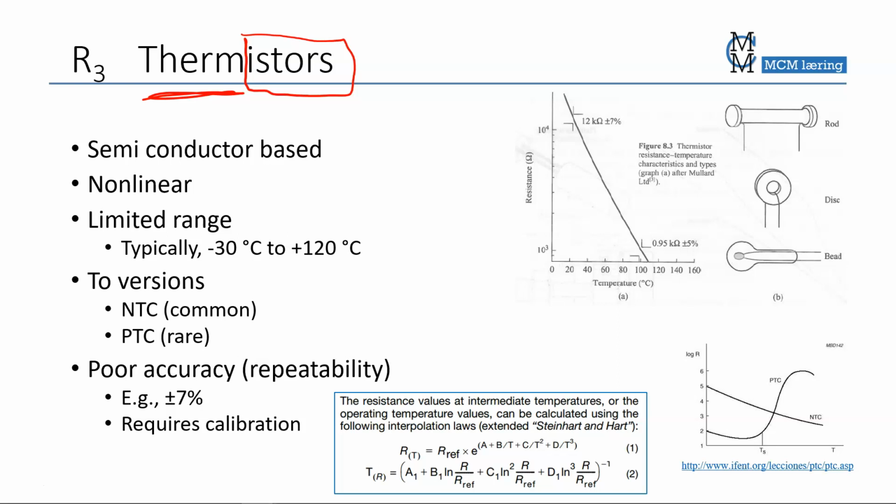The cost is low. The nonlinearity can be a problem in some applications. And the limited range can be a problem in some applications. But I guess among all the thermal sensors that I have, the NTC is the most common one in all the sensors that I have in my car, in my living room, in my cell phone, and so on. So this is the most common one, definitely.